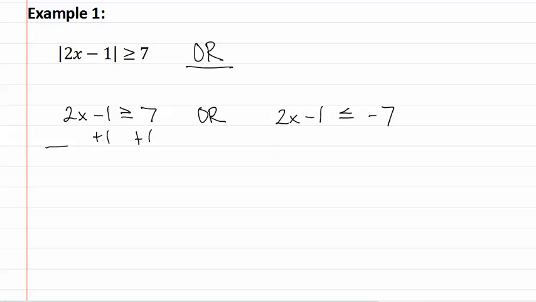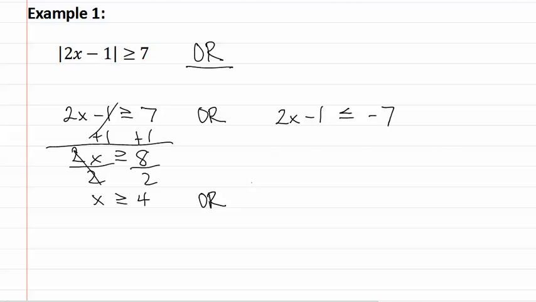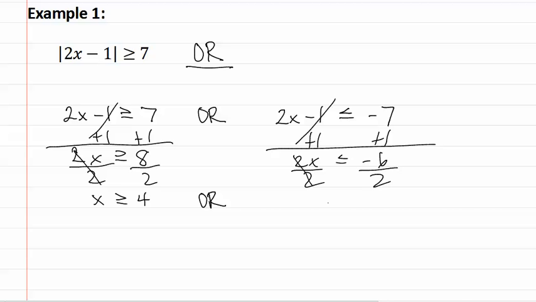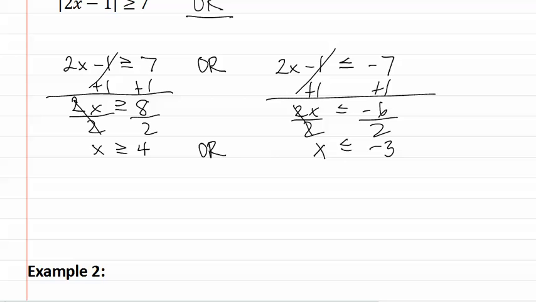Let's add 1 to each side, giving us 2x is greater than or equal to 8. Divide each side by 2, and we get x is greater than or equal to 4. Or, then we solve the second one, giving us 2x is less than or equal to negative 6. Divide each side by 2, giving us x is less than or equal to negative 3. Now, we must graph this.